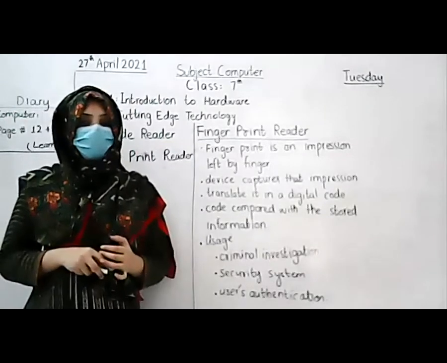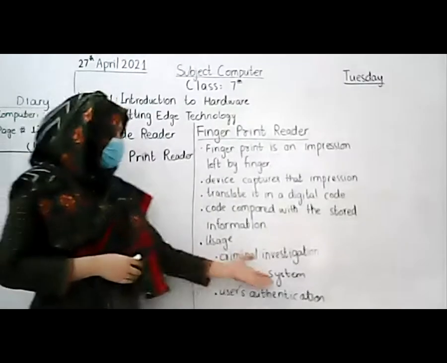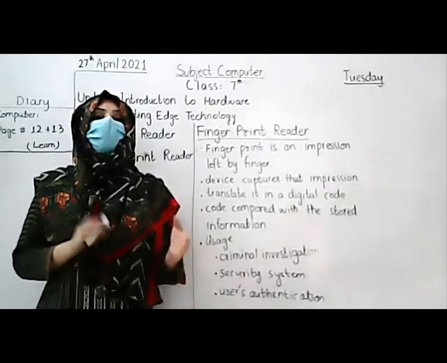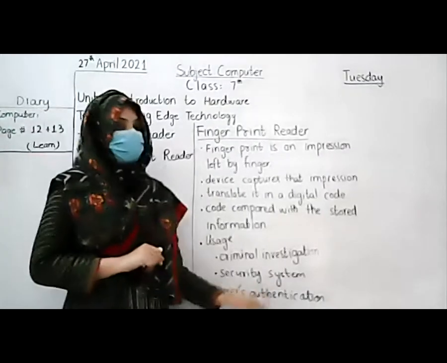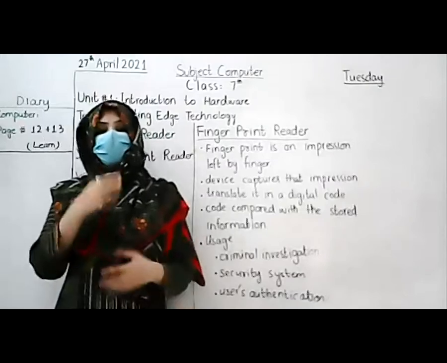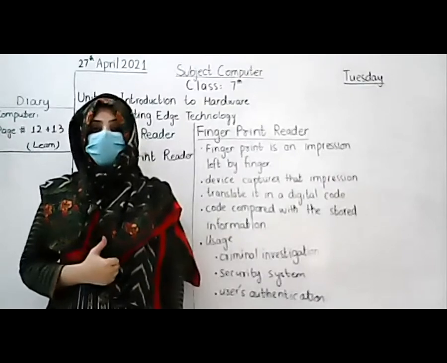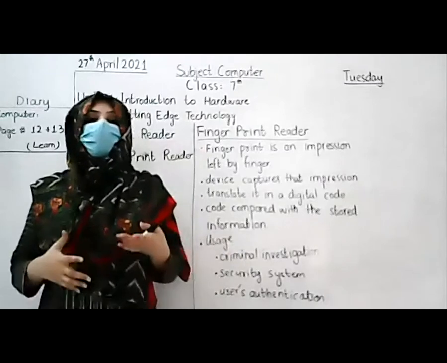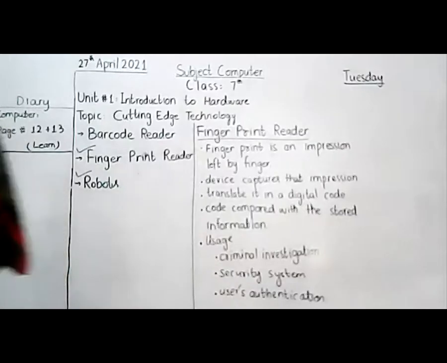In the previous example, we talked about the mobile phone security system, so that no unauthorized person can use your mobile phone. Then we will talk about user authentication. If you want to log in to any account on any website, you have to use your thumb impression, so nobody else can view or log in to your account. In this way, fingerprints are widely used nowadays.